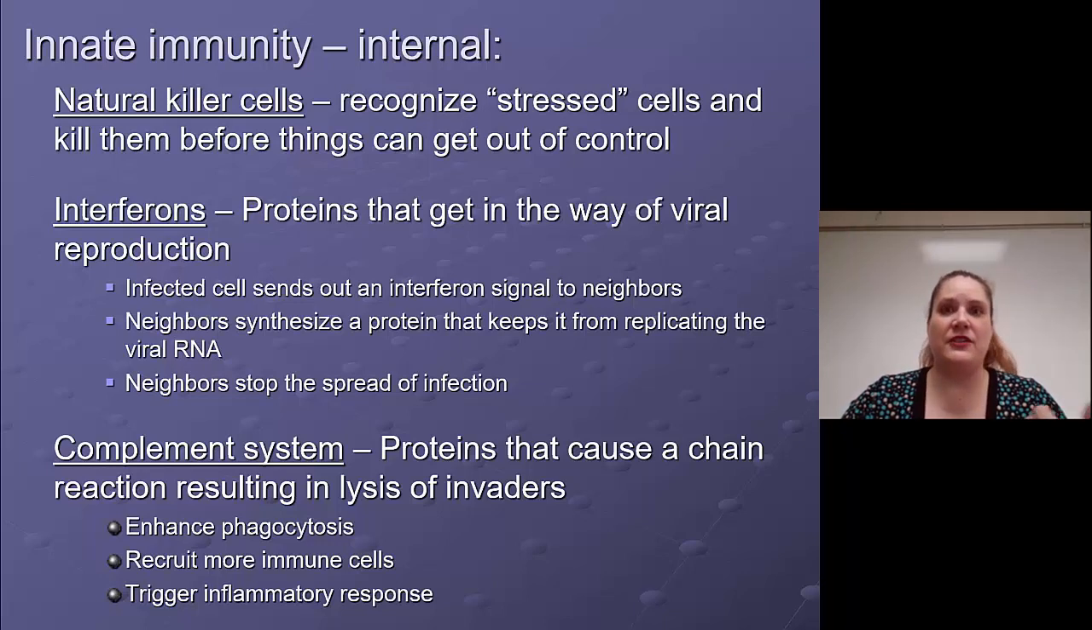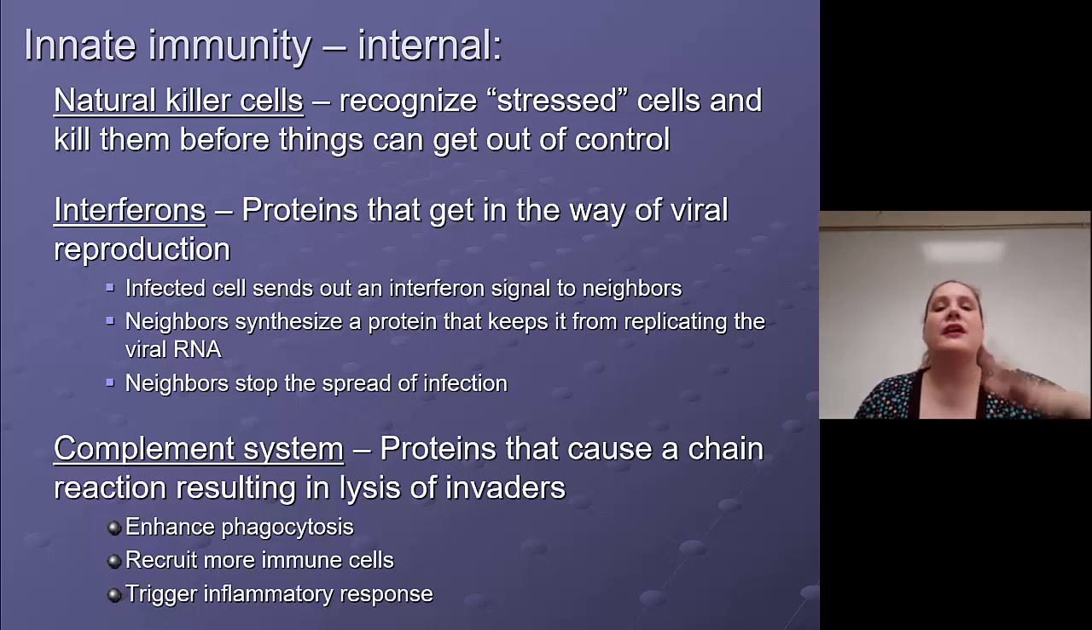They can enhance phagocytosis, so they can make it easier, faster, better, stronger for the phagocytes to come chomp up invaders. They can recruit more immune cells, so they're like, hey, over here, over here, over here. They can also trigger the inflammatory response, which we're going to talk about in a minute. So they can make it so that the inflammatory response happens.